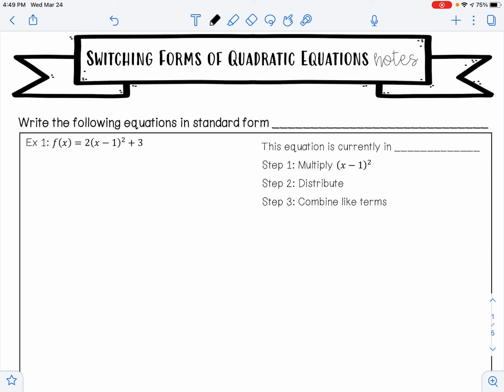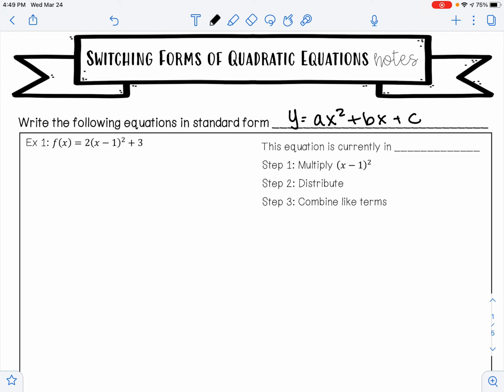Hello everyone. Today we're going to learn how to switch between the different forms of quadratic equations. Write the following equations in standard form. Standard form is y equals ax squared plus bx plus c.